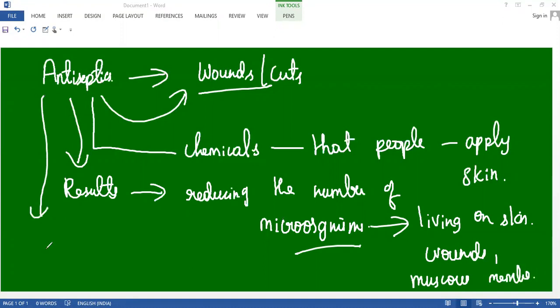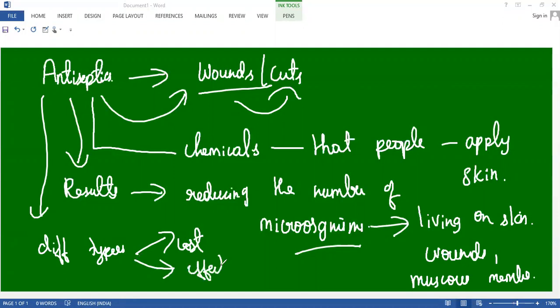And also we have different types of antiseptics. It is not that we use the same antiseptic for all types of problems or damage. There are different types of antiseptics, and each differs from the others. They may differ in cost, effectiveness, or side effects. Some antiseptics, just by applying them, may cause damage to the skin, some redness or inflammation. These kinds of things may result from an antiseptic. So it depends on the type of antiseptic, its effectiveness, its side effects, and also the cost.